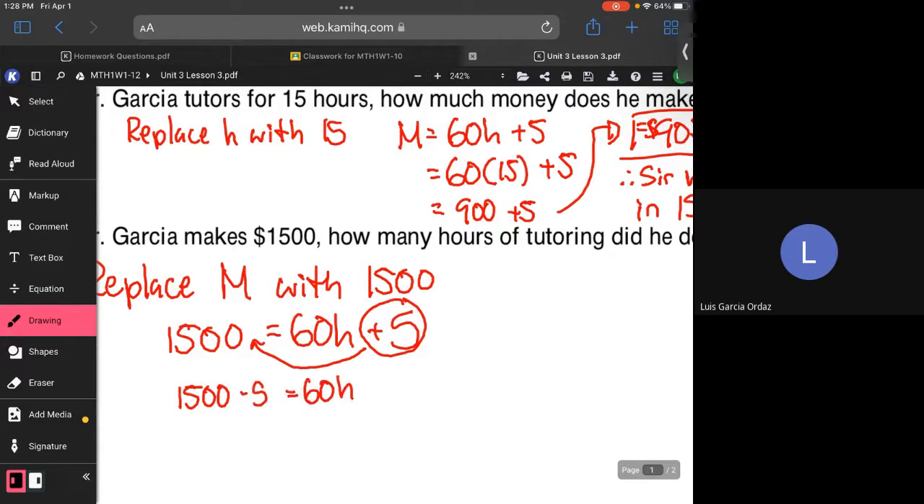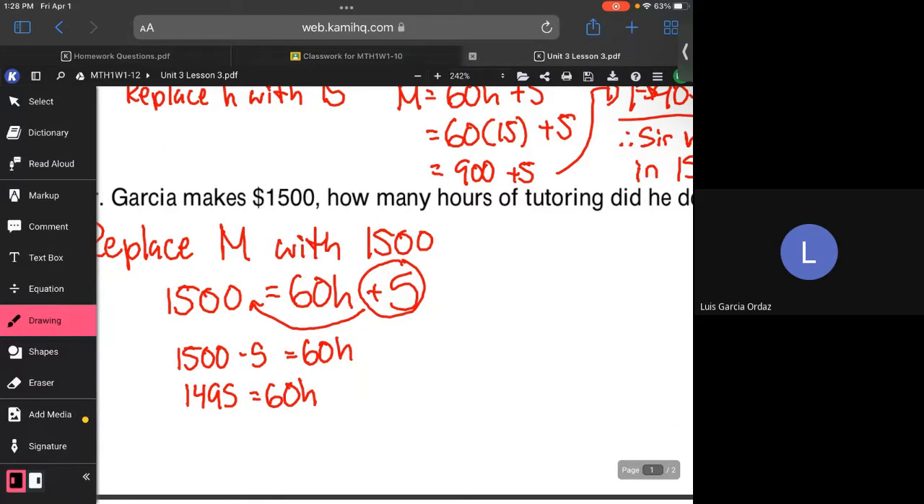Because remember, whenever I move something over to a different side, I'm changing teams basically. So when I change teams, I have to switch the color of my jersey, which is negative. So 1500 minus 5 is 1495, equal to 60h. And now we can divide both sides by 60.